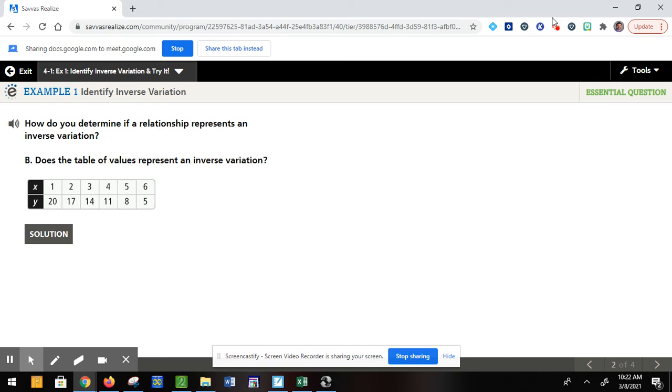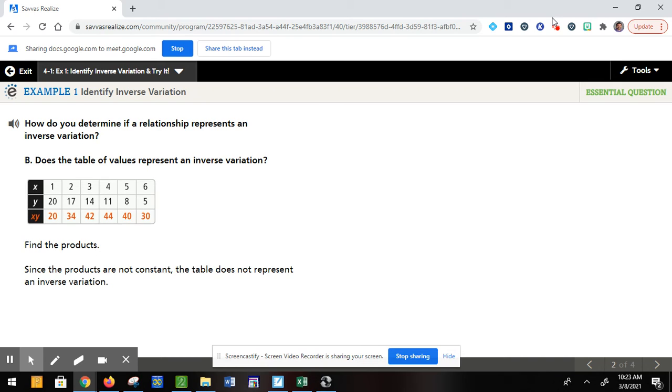So again, here's another table. As x goes up, y goes down. So that part holds. But when you figure out the x times y, it is not constant. So this is not inverse variation.